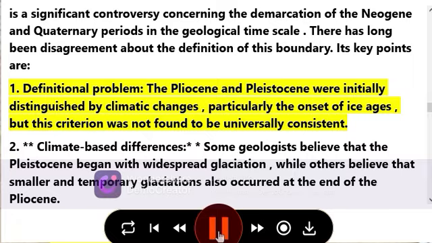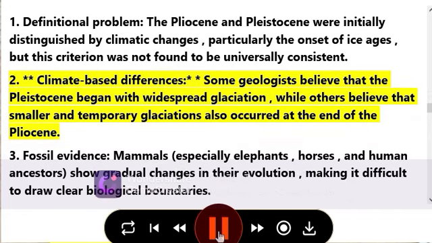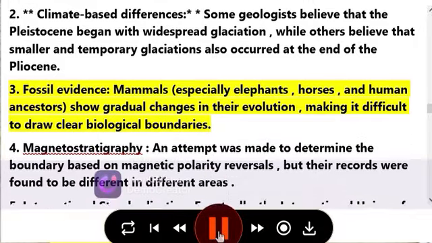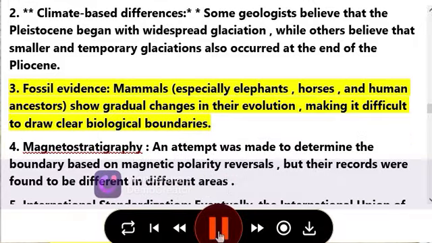Definitional problem. The Pliocene and Pleistocene were initially distinguished by climatic changes, particularly the onset of ice ages, but this criterion was not found to be universally consistent. 2. Climate-based differences. Some geologists believe that the Pleistocene began with widespread glaciation, while others believe that smaller and temporary glaciations also occurred at the end of the Pliocene.